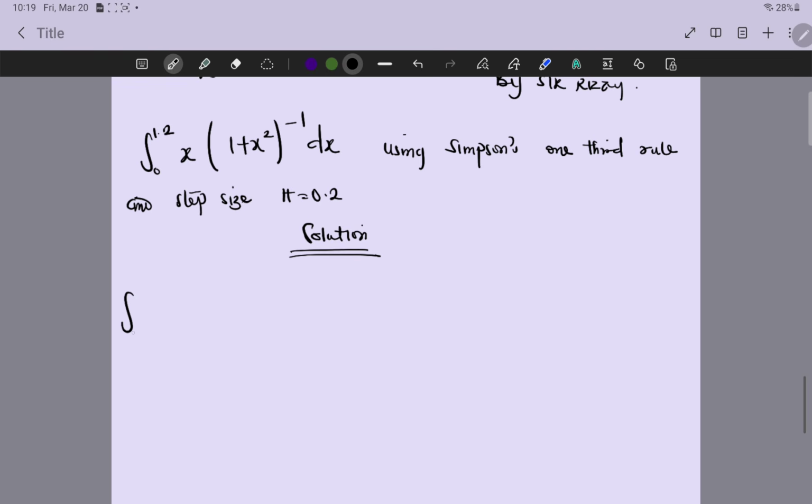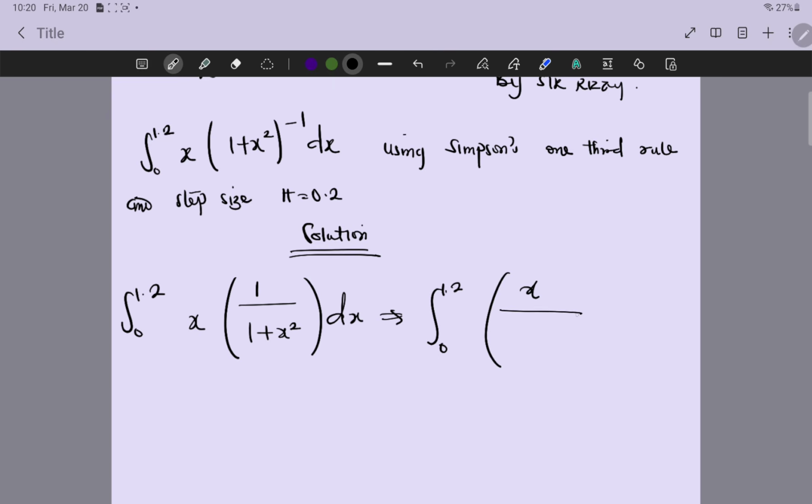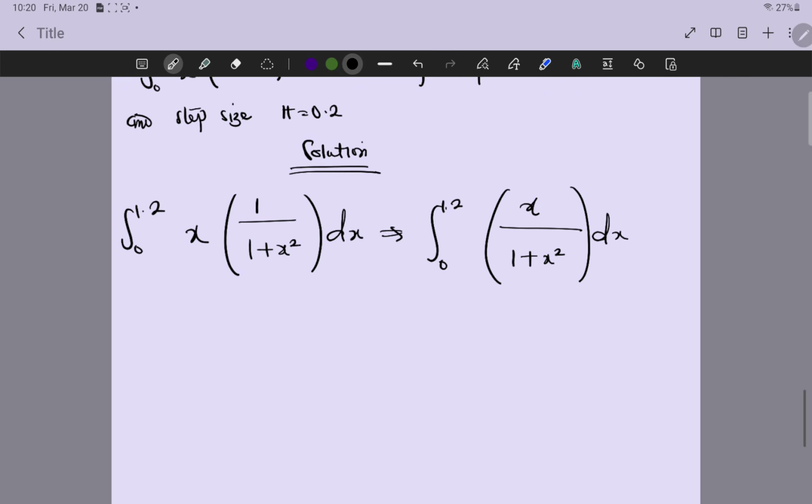So this is the same thing as saying the integral from 0 to 1.2 of x into bracket 1 over 1 plus x squared dx, which is the same thing as the integral from 0 to 1.2 of x over 1 plus x squared dx. Because if you multiply by means of multiplication, this means x over 1 times, so it's the same thing as this. All right, so now that you're able to interpret it, let's get the party started.